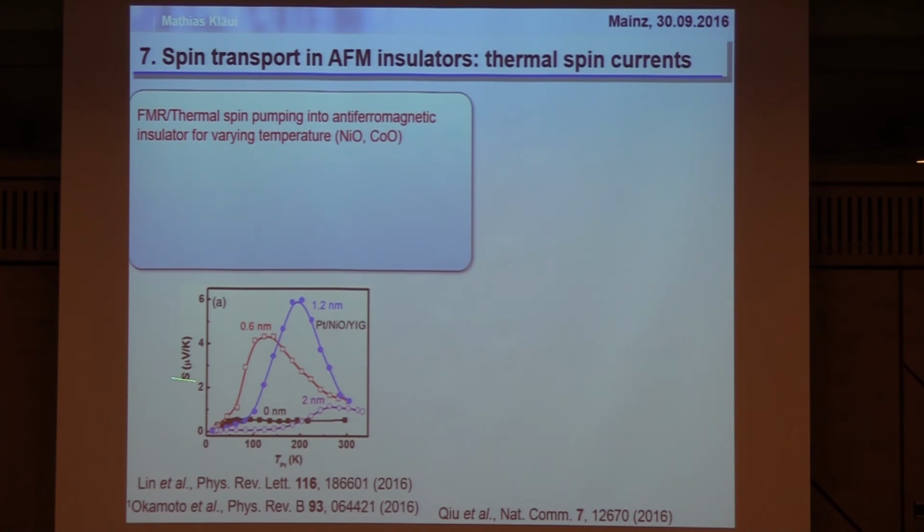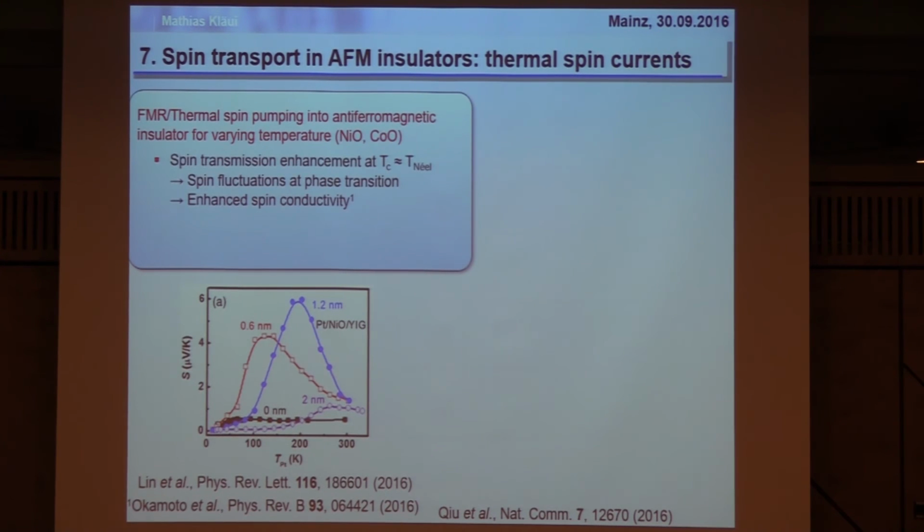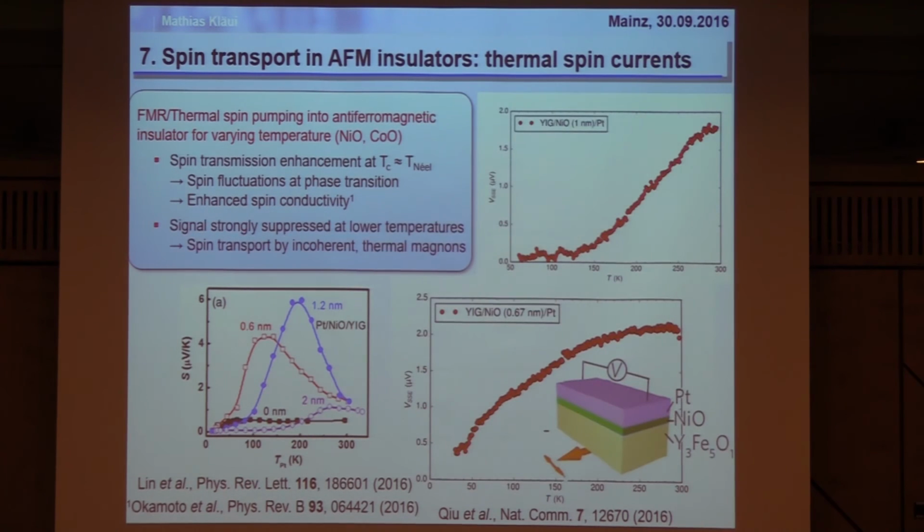And then you see that as a function of temperature, you have a peak of the transmitted signal at roughly the Néel temperature. And there have been a lot of theories about this enhancement using spin fluctuations, here in this paper from the Sendai group. And then there are also things about the spin conductivity across the interfaces. And we see similar effects using nickel oxide on YIG, where you have this peak roughly at the Néel temperature.